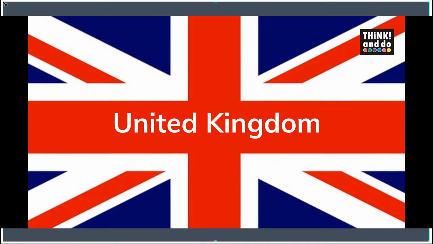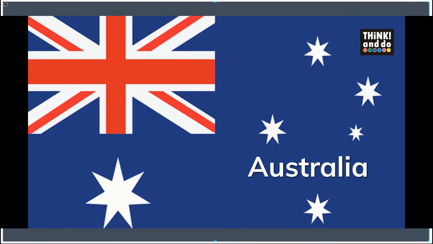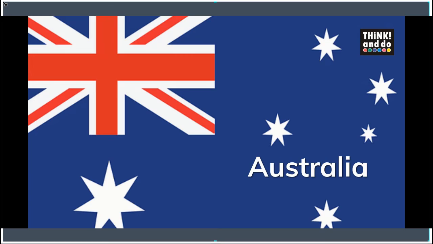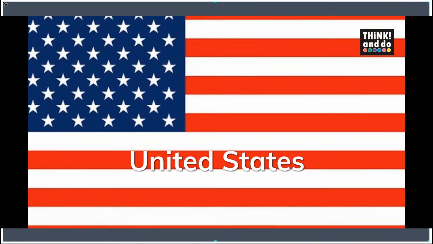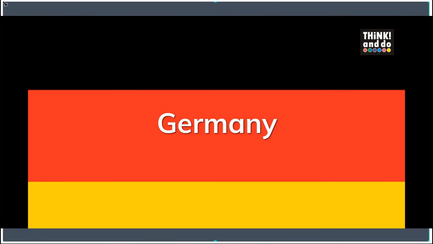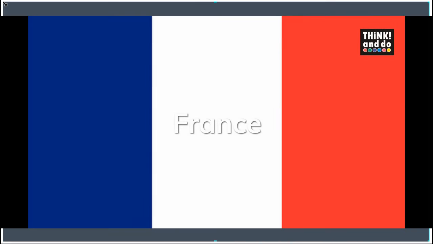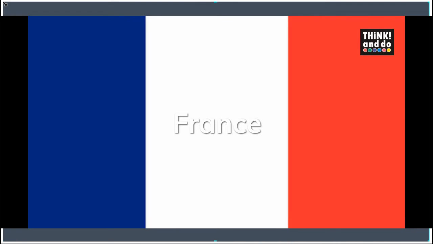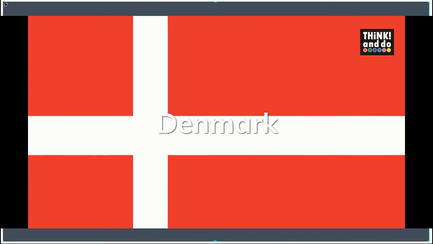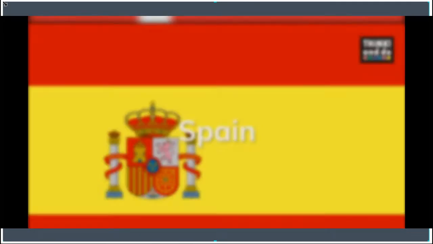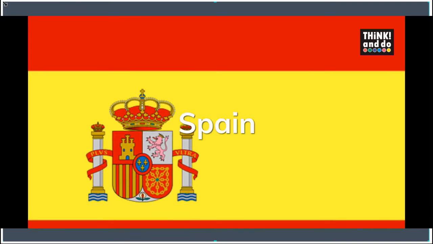The United Kingdom has a population of 66.44 million people. Australia has a population of 24.7 million people. The United States has a population of 327.3 million people. Germany has a population of 82.8 million people. France has a population of 67 million people. Denmark has a population of 5.6 million people. Spain has a population of 46.7 million people.